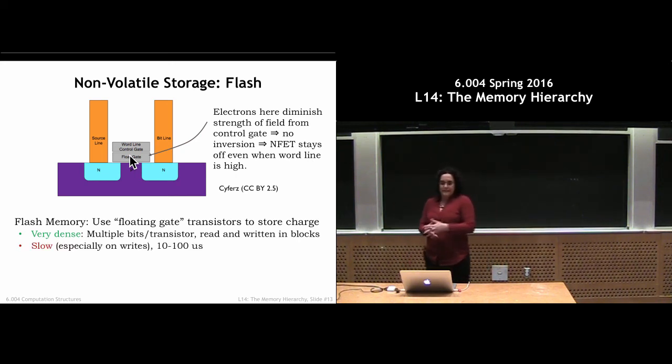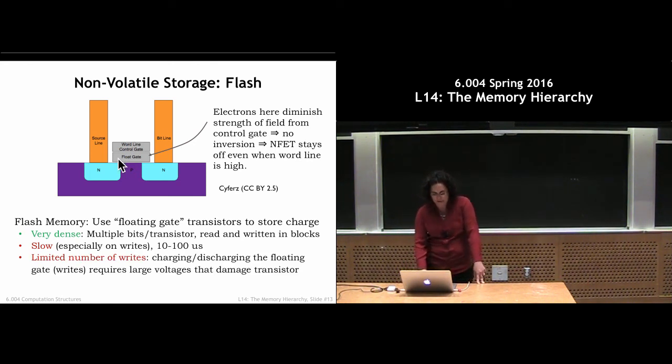So this is even denser than our dynamic RAM, where we had one transistor. Now we have actually multiple values per transistor. But once again, we're getting even slower than we were before. Accessing our flash memory is very slow, especially for writes, because in writes, you have to overcome this insulator that's surrounding this floating gate. And in order to do that, you need a very high voltage.